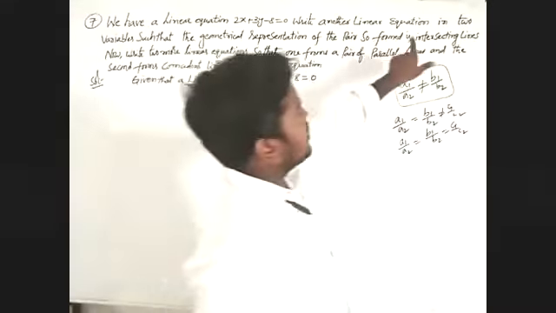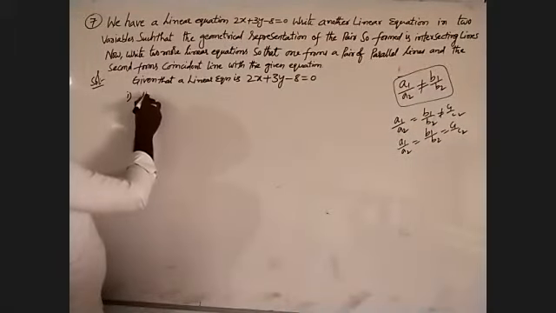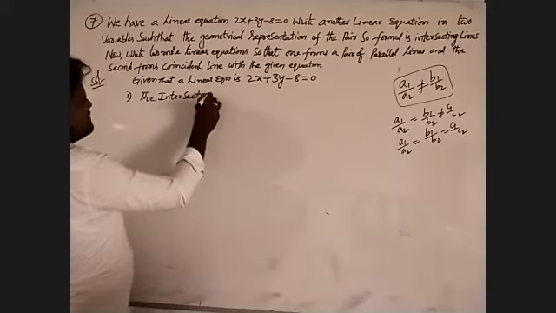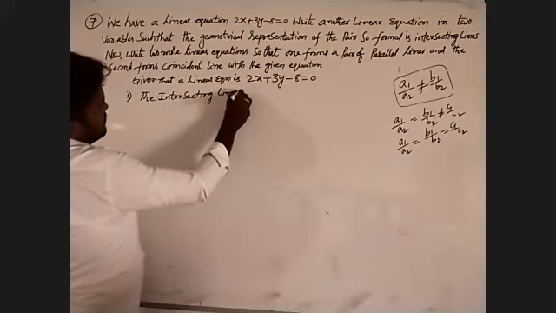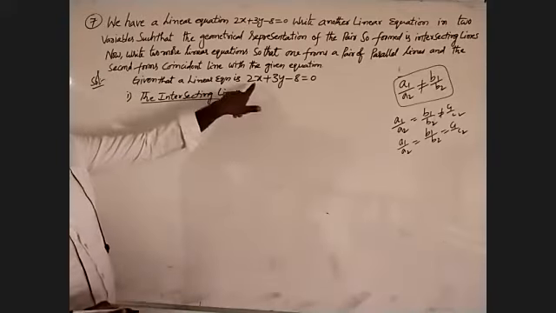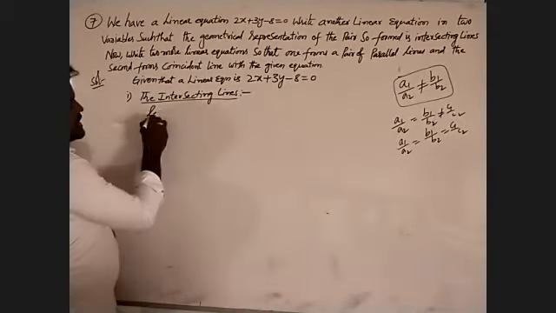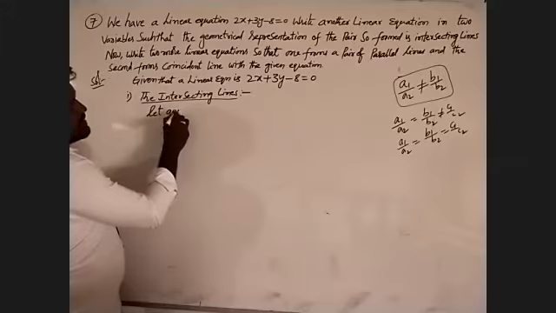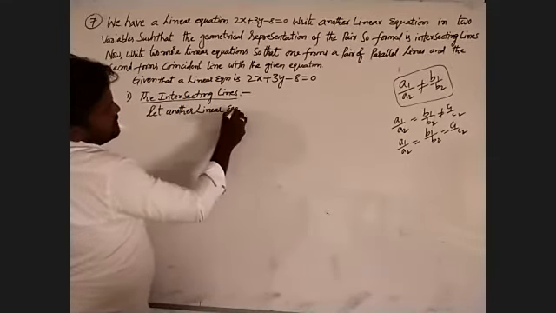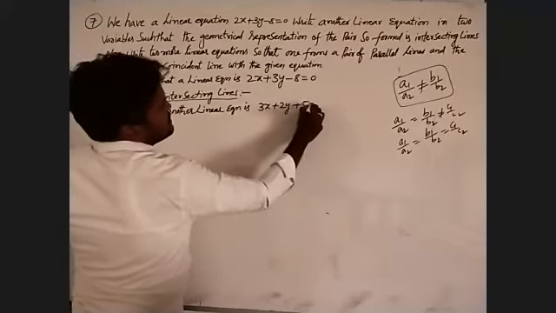First, I have to write the intersecting lines. We will observe in this one. Already given one linear equation, that is 2x plus 3y minus 8 becomes 0. I will take one equation. Let another linear equation be 3x plus 2y plus 5 becomes 0.